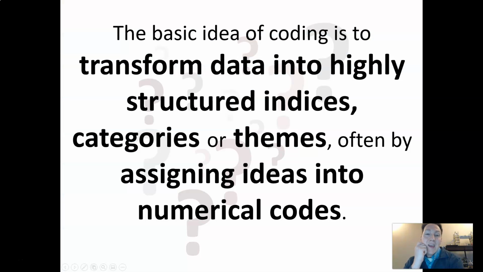And the basic idea of coding is to transform data into these highly structured indices or categories or themes, often by assigning ideas into numerical codes. Why would we do that? Well, first of all, it allows us to prep the data and put them into a format that can be used for other forms of analysis other than simply reading and trying to make sense of what's said.